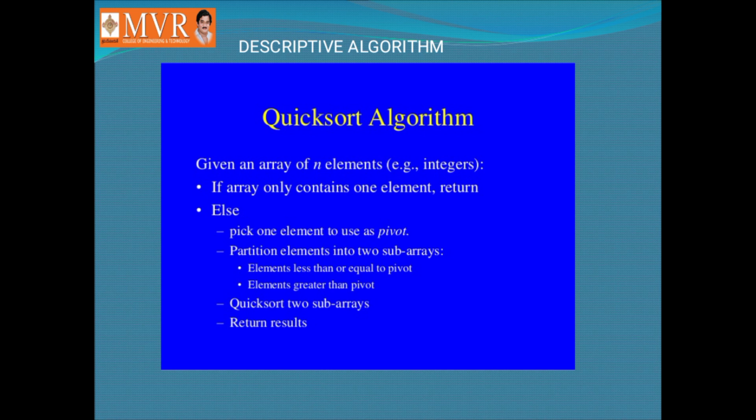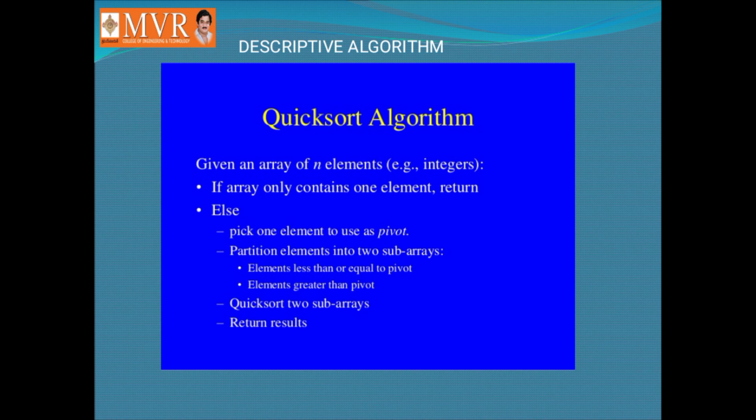After that, partition the unsorted list using this algorithm in such a way that pivot element P will be in the middle, and the elements before P will be smaller than the pivot element and the elements after the pivot element will be greater than the pivot element. Quicksort the two sub-arrays, return result.